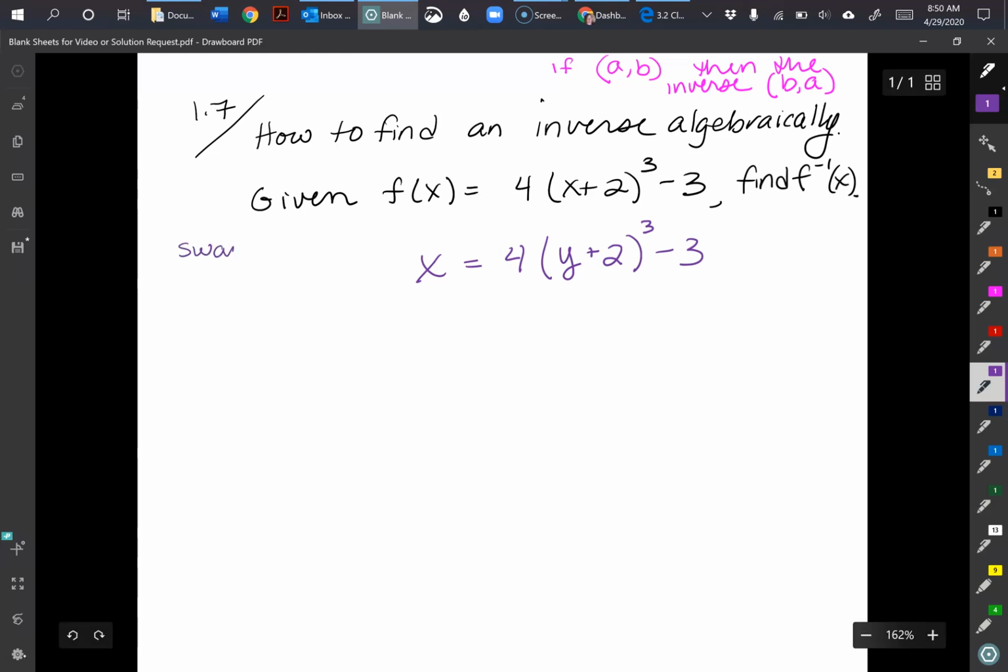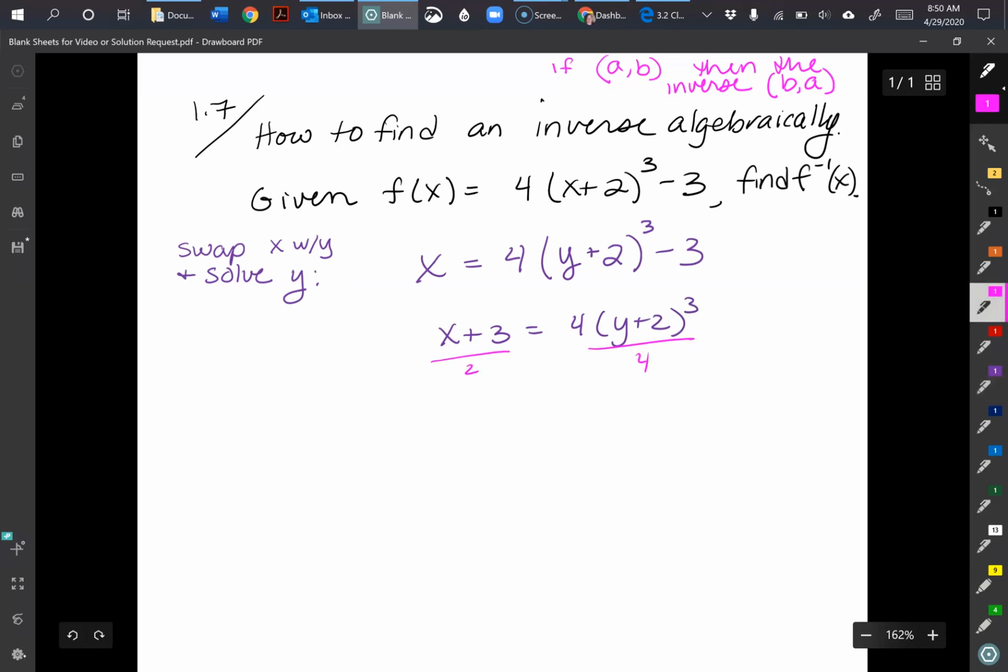So I swap and solve for y. Okay, so that's just a literal equation like we've done in the past. So we're going to add 3 to both sides. We divide both sides by 4 here. So we end up with x plus 3 over 4 equals y plus 2 cubed.